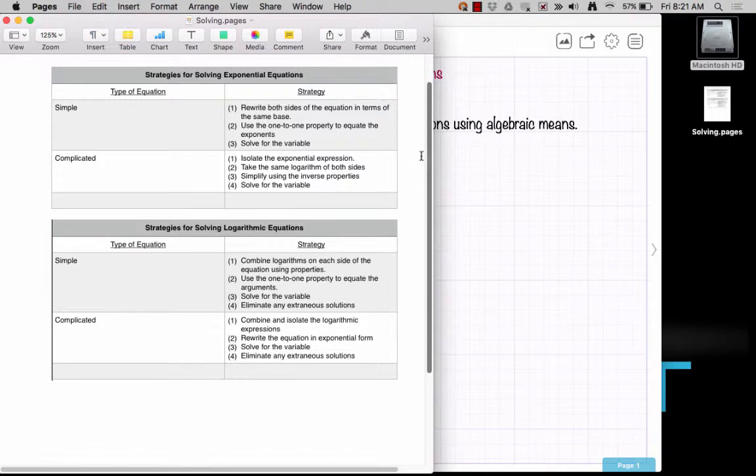Hey everyone, we're going to be talking about solving exponential and logarithmic equations, and there are two types of equations that we're going to be looking at for each. There's the simple kind and the complicated kind, okay? So ideally with either one, in the first video here that we're going to be talking about is exponential, we're going to be looking at simple and complicated.